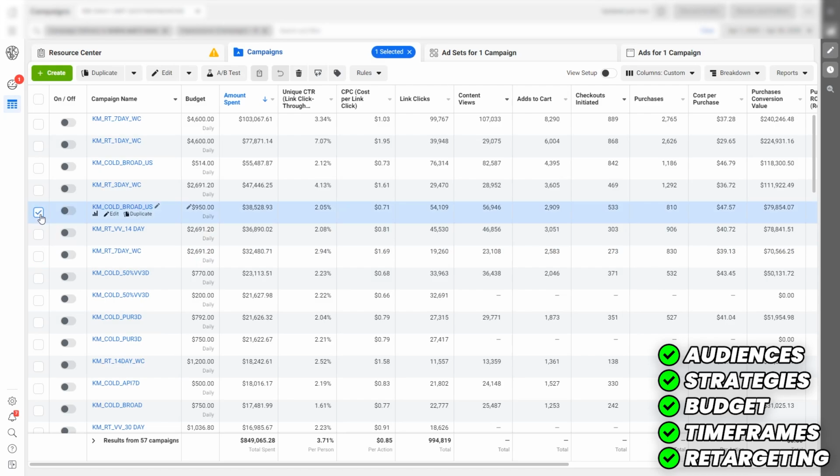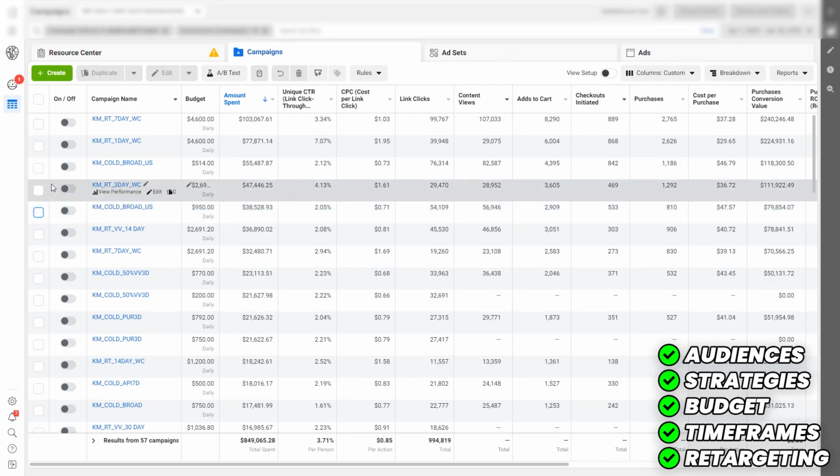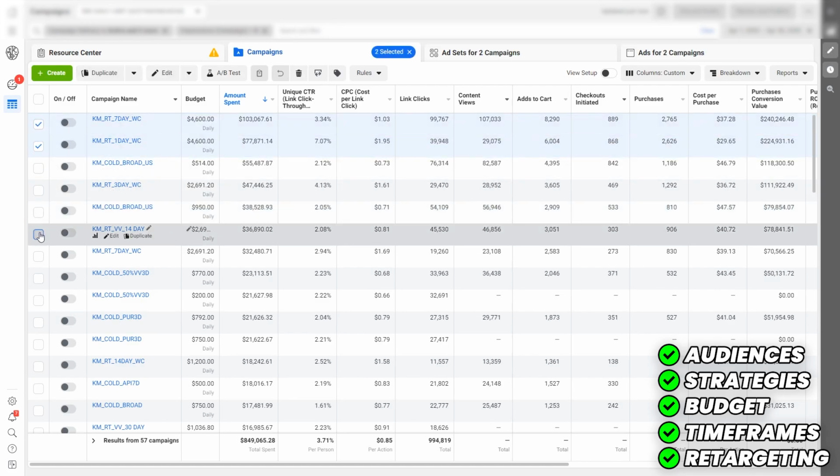in my cold campaigns. So I'm only telling Facebook to just target people, fresh eyes, right? I'm trying to target fresh eyes. And I'm letting the retargeting campaigns do its work. And I'm preventing overlap.